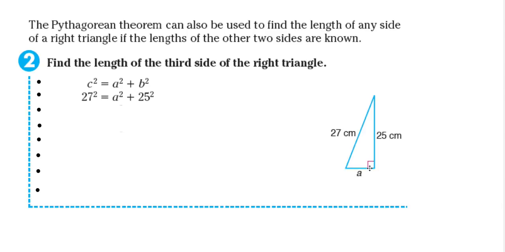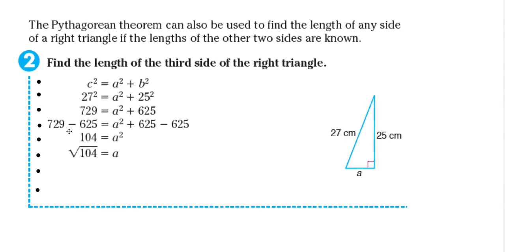This is A. We know what B is, 25 squared. We simplify 25 squared to become 625. To be able to solve for A, we first subtract 625 from both sides of the equation, and simplify it further. 729 minus 625 is 104, so 104 equals a squared, and we get the square root of both sides.